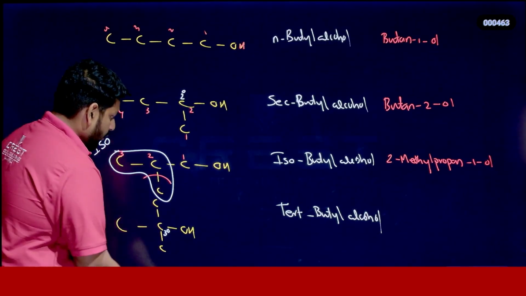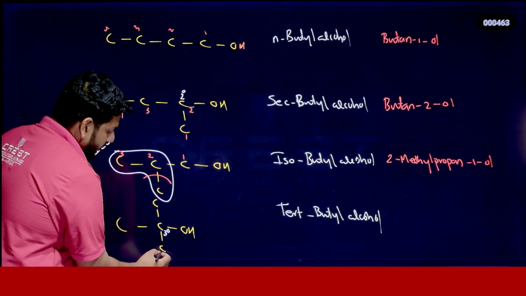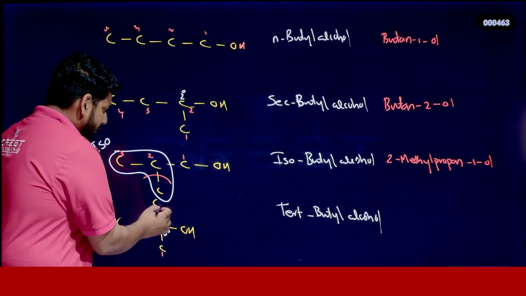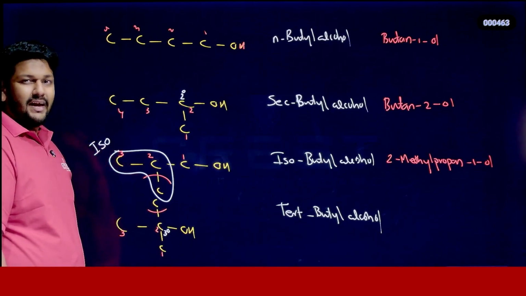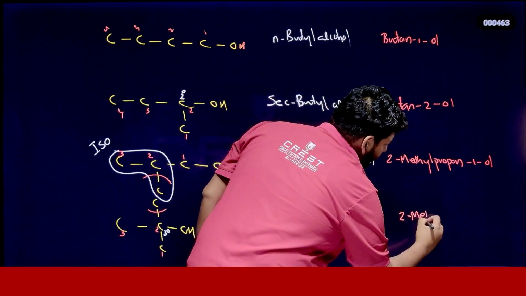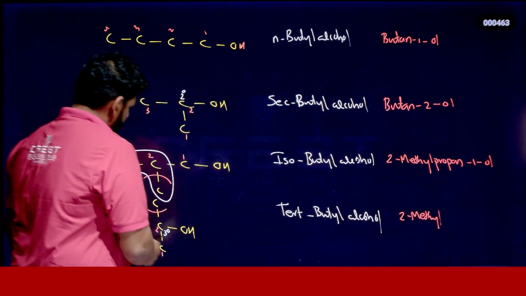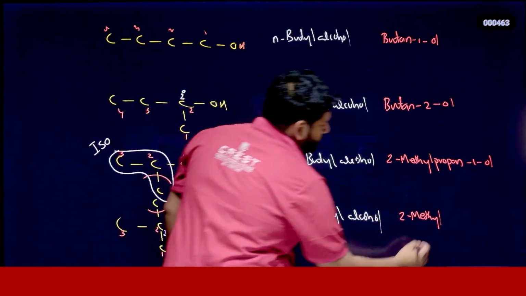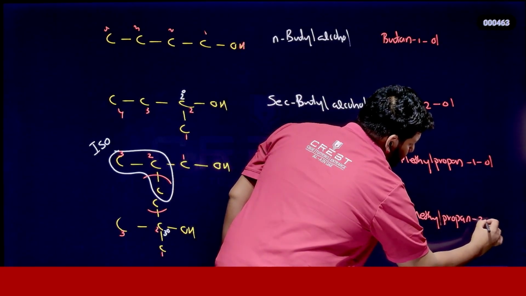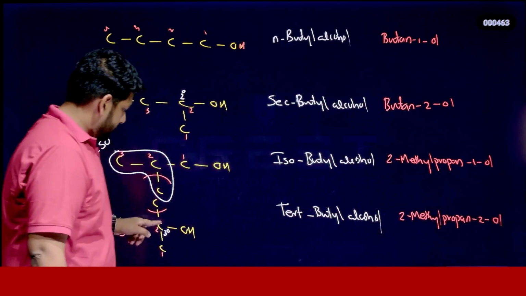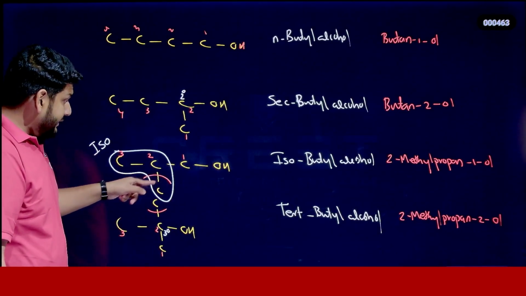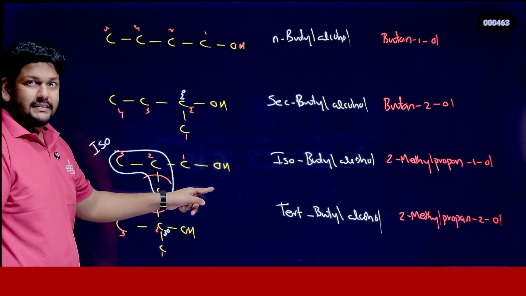Ready? So what about this one? You can start from here: 1, 2, 3. Now it becomes a branch, so you can name it as 2-methyl, and you have 3 carbons in the main chain, so 2-methylpropan. At the second position you have the OH, so 2-methylpropan-2-ol. Here it is 2-methylpropan-1-ol. That's the difference. Got it?